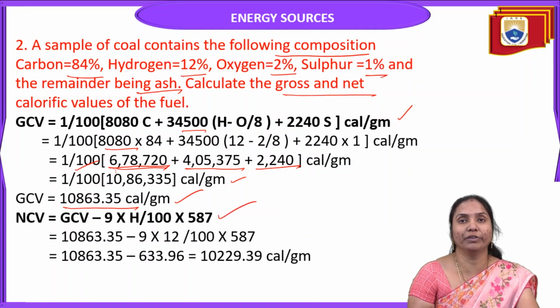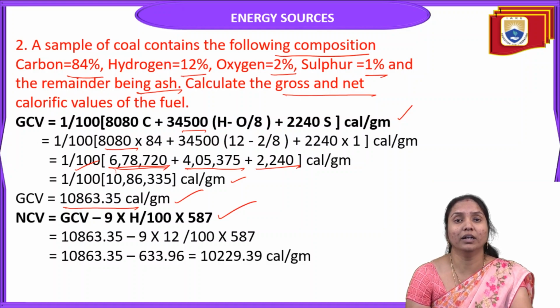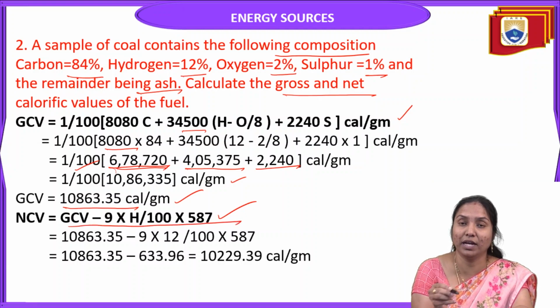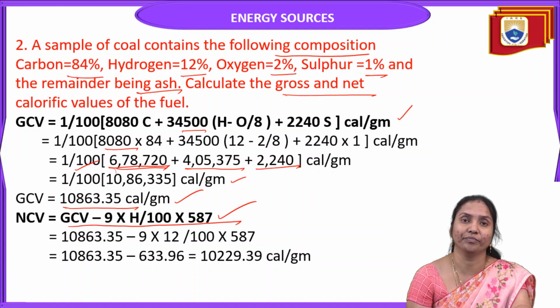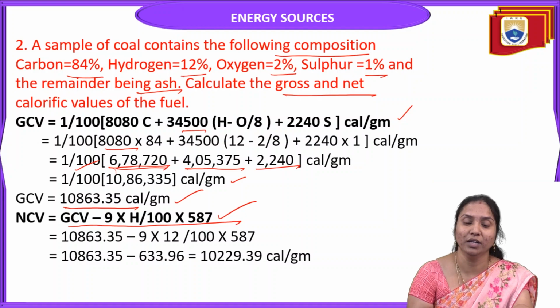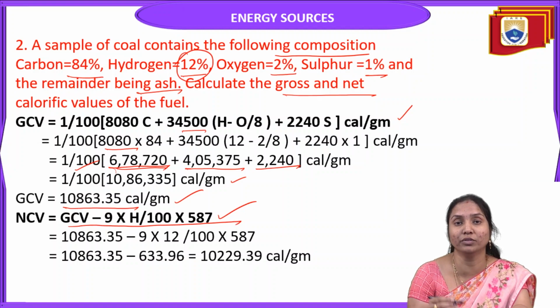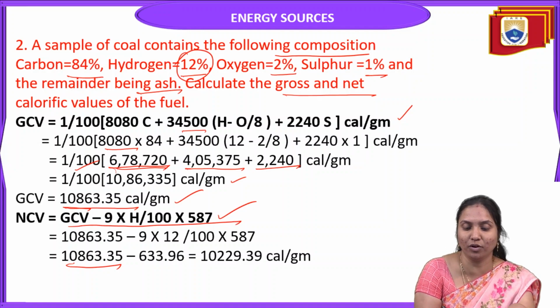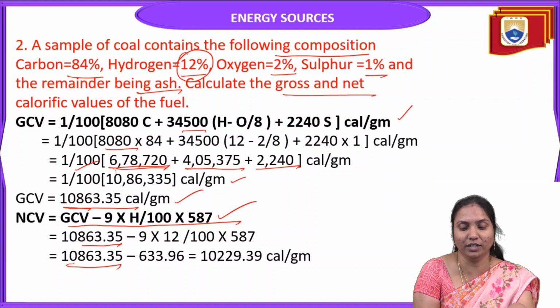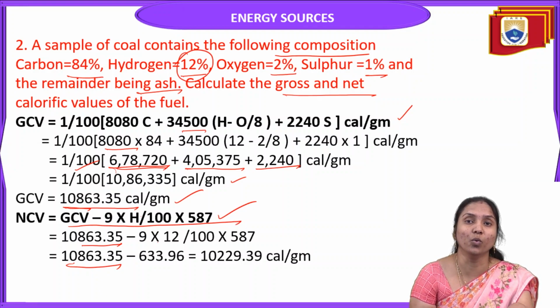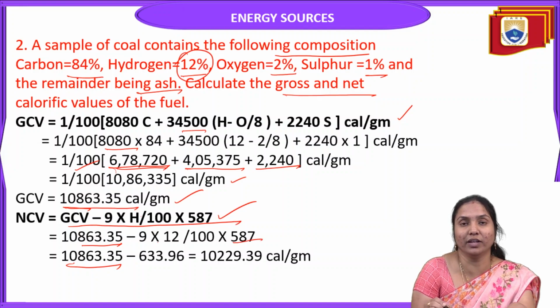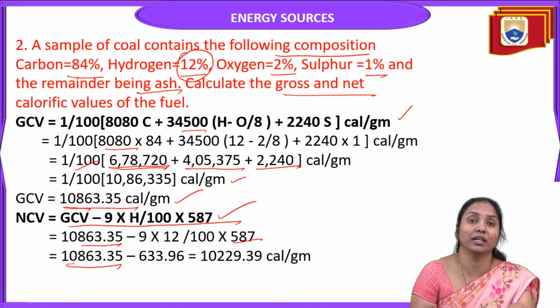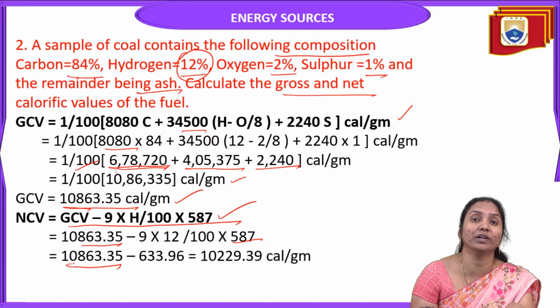Next we will calculate the net calorific value. What is the formula for net calorific value? It's equal to HCV minus 9 by 100 H into 587. Here H means the percentage of hydrogen present in the coal sample, whose value is given as 12%. So we can substitute this hydrogen percentage in the formula, and also substitute the high calorific value just calculated, which is 10,863.35, minus 9 into 12 by 100 into 587. We already know that 587 is the latent heat of vaporization of the water formed.